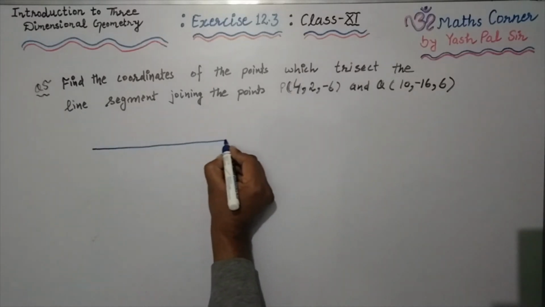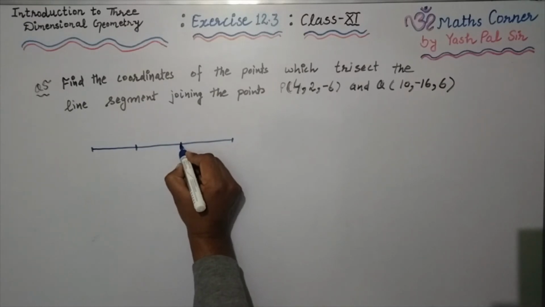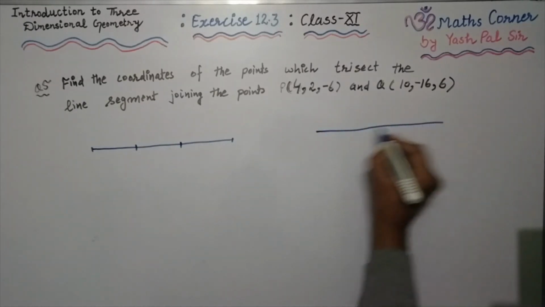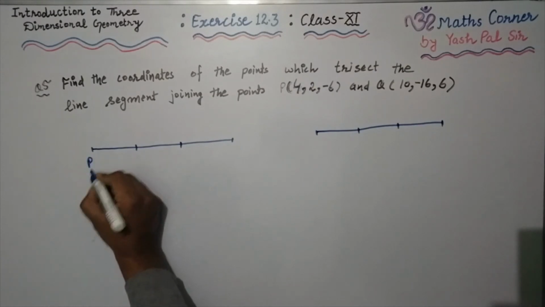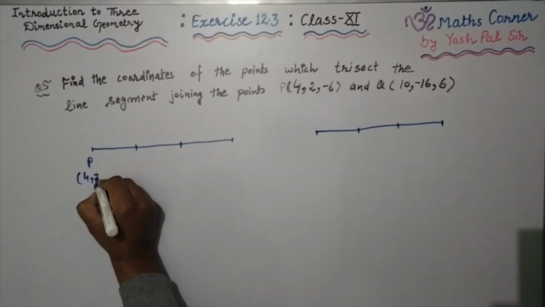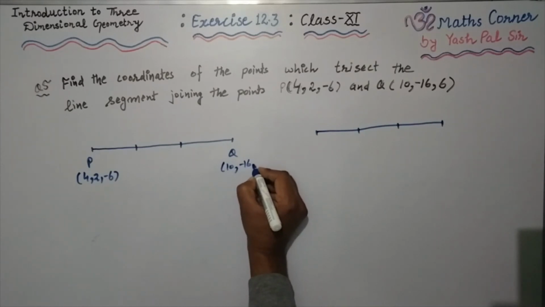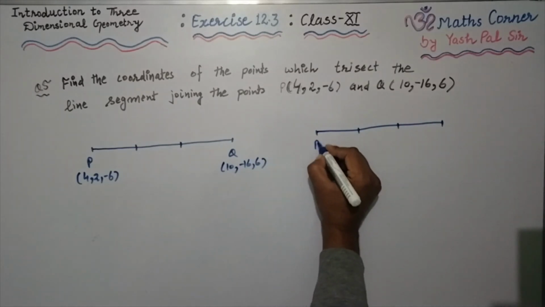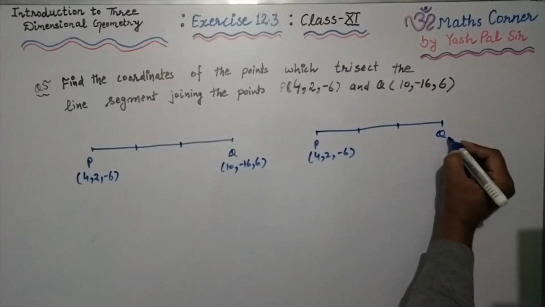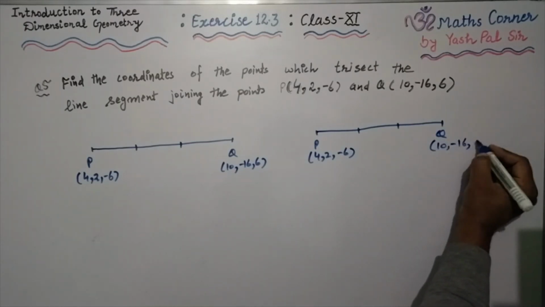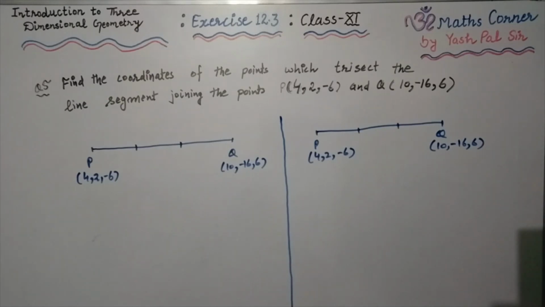So we have the line segment. Here two cases are there. This is the line segment. We have the three sections of this line, 1, 2 equal sections. Second case, again we have the three sections. This is 1, 2, 3. So we write here P. The coordinates of P are (4, 2, -6). Coordinates of Q are (10, -16, 6). Here also coordinates of P are same, (4, 2, -6). Here Q coordinates are (10, -16, 6). Right? So we discuss, we solve the question.